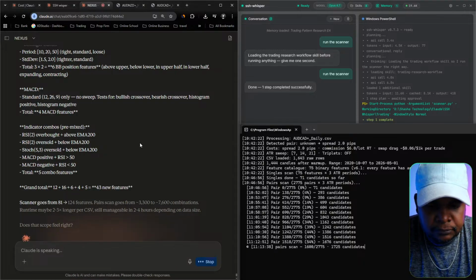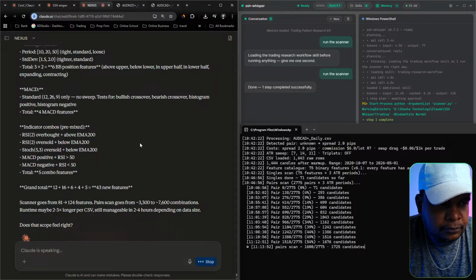Scanner goes from 81 to 124 features. Pairs scan goes from 3,300 to 7,600 combinations. Runtime may be 2-3x longer per CSV, still manageable in 2-4 hours depending on data size. Does that scope feel right?